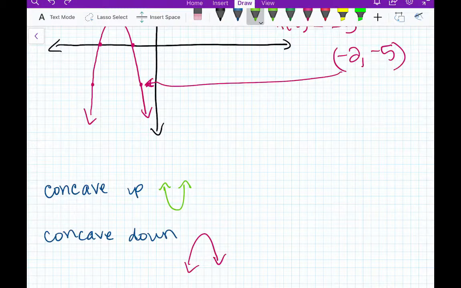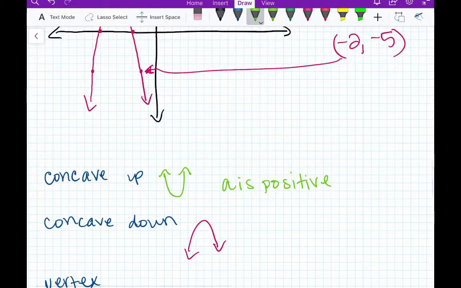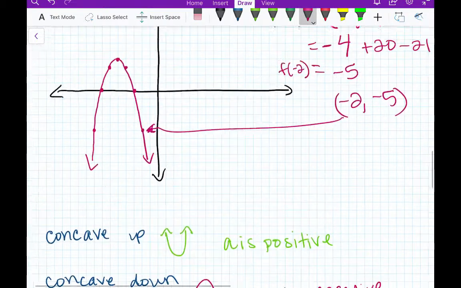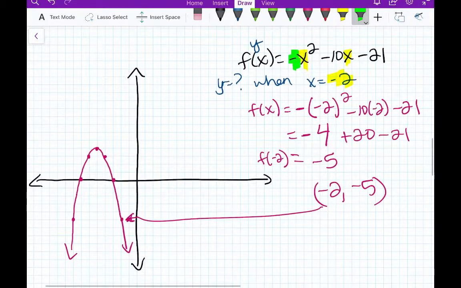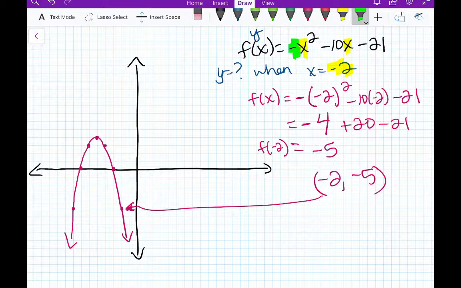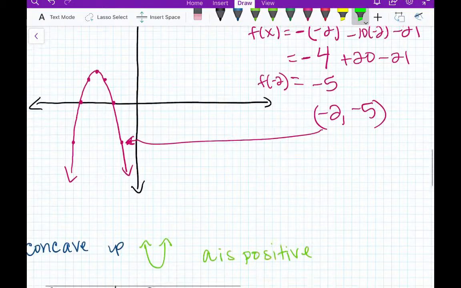Concave up will happen when A is positive. Concave down will happen when A is negative. So if we go back and look at our original function, notice that my A was negative 1, negative being the key there. That's why this is concave down. It opens downward.